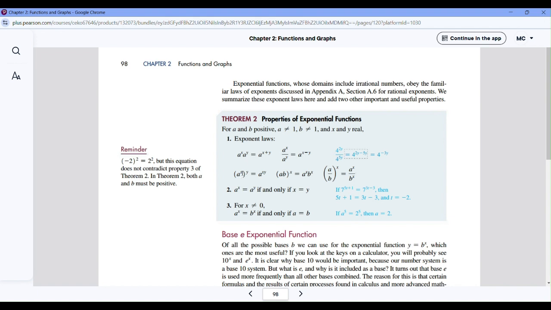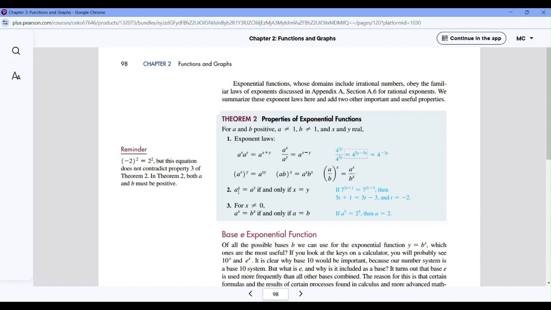If they are being divided, you subtract the exponents. If it's a base to a power raised to a power, you then multiply the powers. And if it is a product raised to a power, you would distribute the power to each of them. Same thing goes for division. If they're being divided and raised to a power, each power gets distributed.